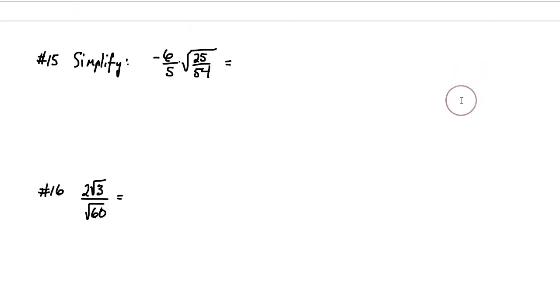Number 15, we're asked to simplify. We have this fraction and we're timesing by this radical. Well, in the numerator, the square root of 25 will turn out to be 5. That works out really nice. But in the denominator, the square root of 54 is not an integer. But what we can do is we can think of 54 as 9 times 6. So let's do a little bit of rewriting.